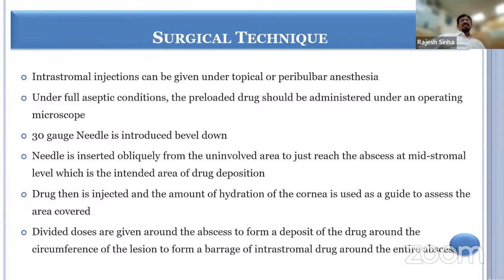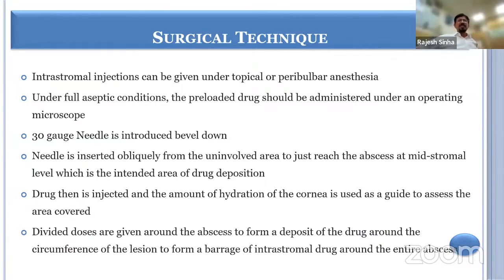As far as the technique is concerned, the intrastromal injections can be given under topical or peribulbar anesthesia, whichever you prefer. It depends on the patient's behavior, how cooperative the patient is. It depends on the age, cooperation and understanding of the patient. Under full aseptic conditions, the preloaded drug is administered in an operation theater under the operating microscope.